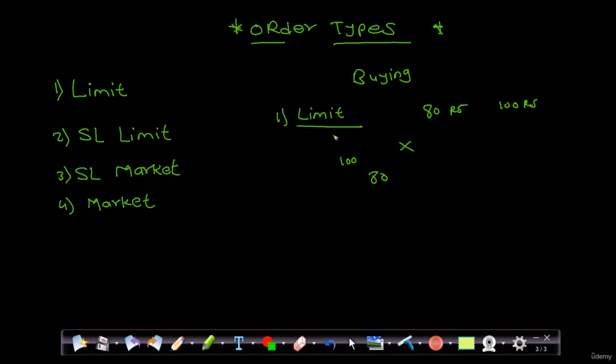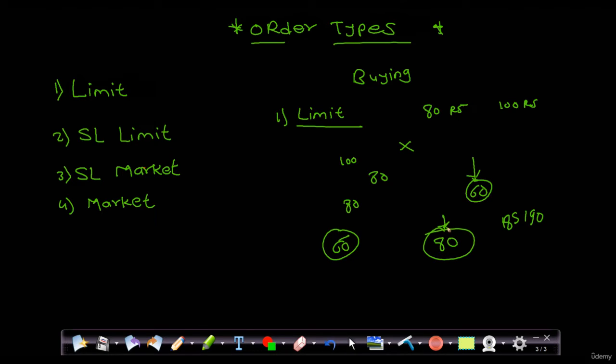So with a limit order, what is the correct way to buy? Suppose the market is at 80, and you place the order at 60, less than 80. If the market drops to 60, then only it will buy, otherwise it will not buy. If the current market price is 80 and you place a buy limit order at more than 80, like 85 or 90 rupees, then it will buy at the current market price itself, 80.